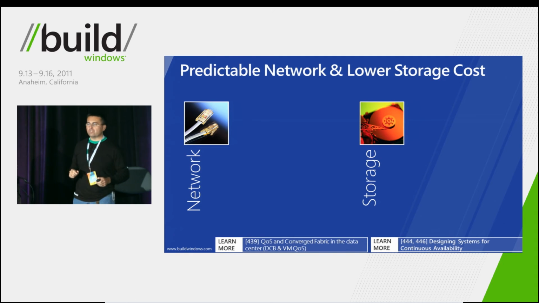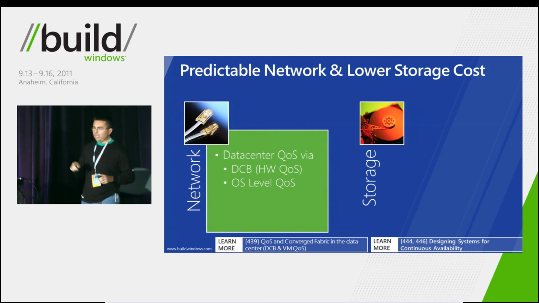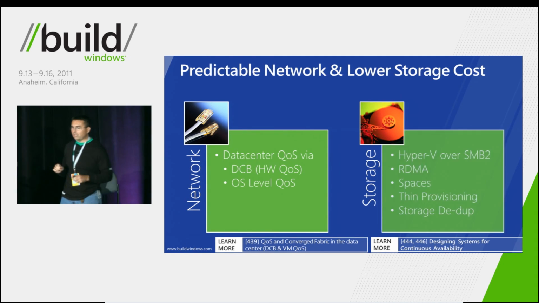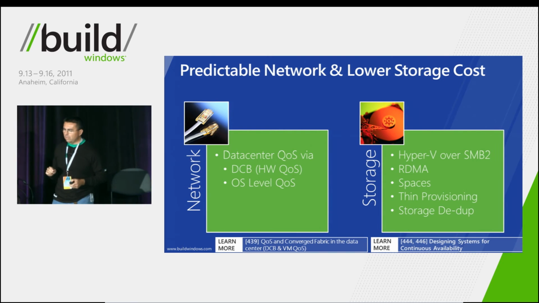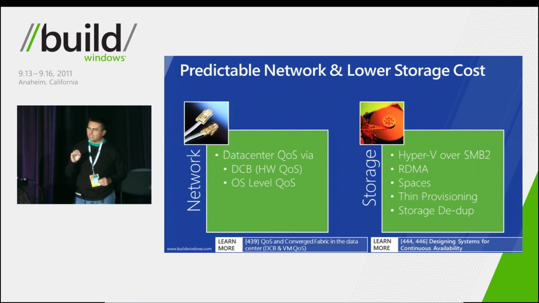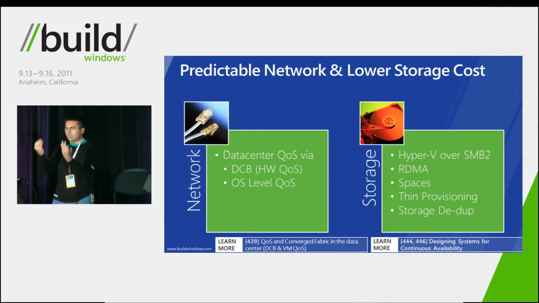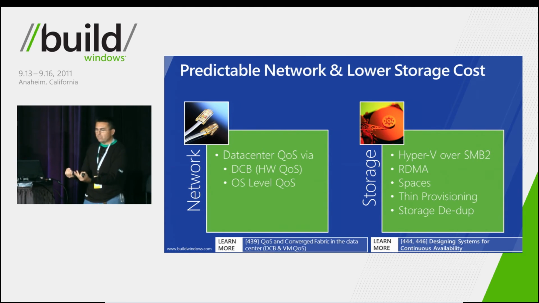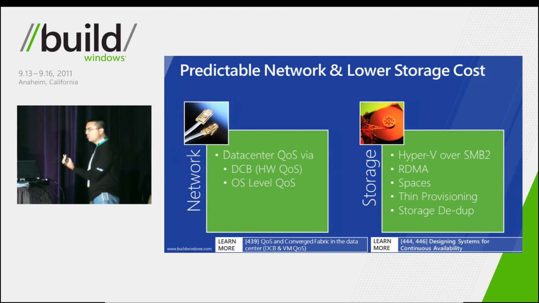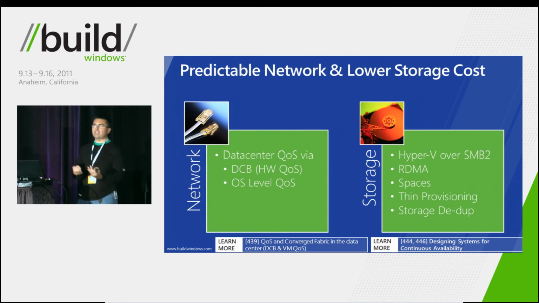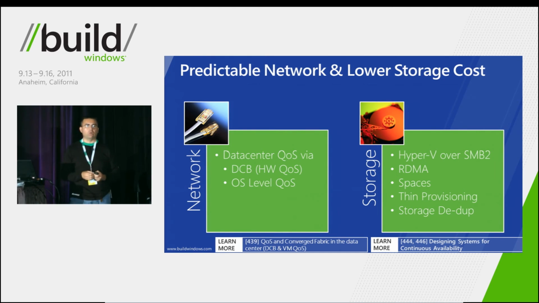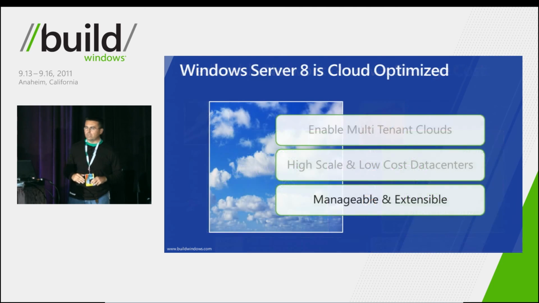Predictable network and lower storage costs. I just want to make sure you know about two great sessions here. 439 on QoS and Converged Fabric. We've got 444 and 446, designing systems for continuous availability. We're really going to go into storage, Hyper-V over SMB2, RDMA, Storage Spaces, thin provisioning, storage dedupe, as well as data center QoS, DCB, and OS-level QoS. These are some fantastic sessions, and they'll go into these and really drill in deeper.